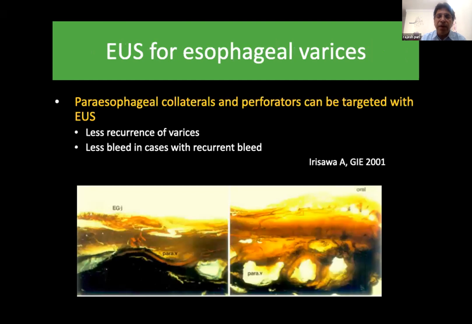Then Irisawa also published that paraesophageal collaterals and perforators can be targeted with EUS, and that may lead to less recurrence and less bleeding in patients who have already had varices eradicated but again present with GI bleed. You target the perforators. These are the paraesophageal varices. This is the EG junction, these are the perforators.